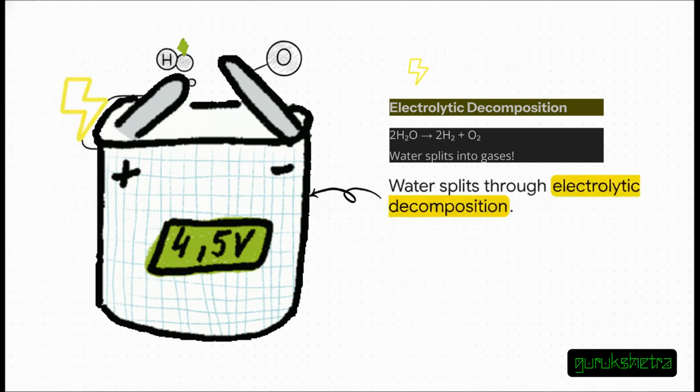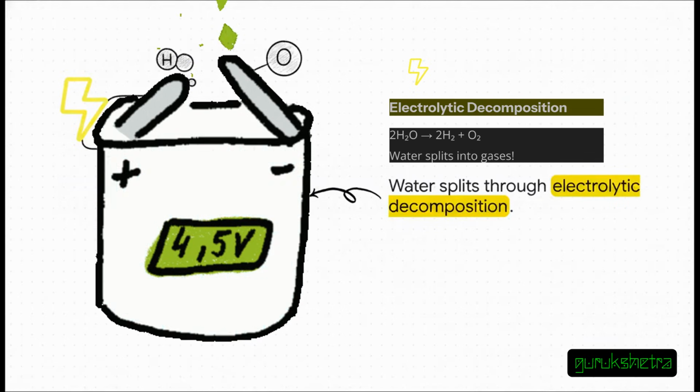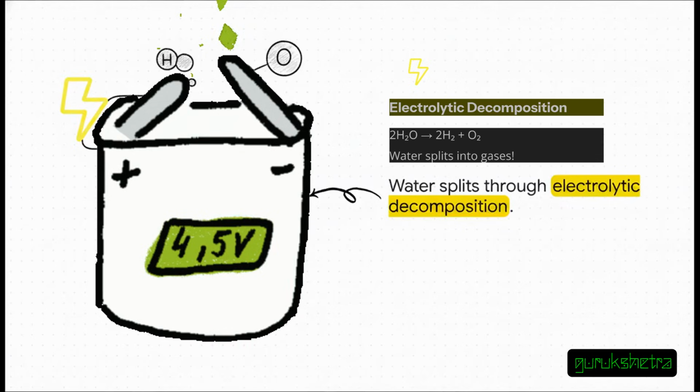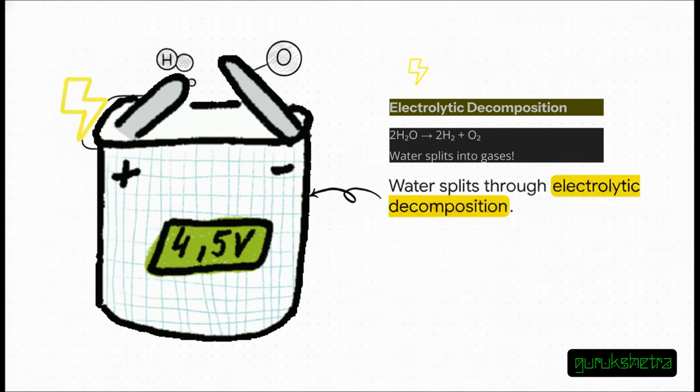Finally, we have electrolytic decomposition. Here, we use a literal jolt of electricity to split liquid water into its base elements, hydrogen gas and oxygen gas. By passing a current right through the water, we're providing enough energy to break apart those super strong H2O bonds.